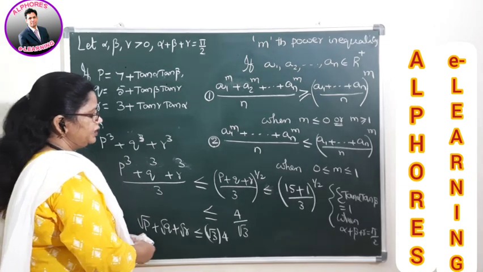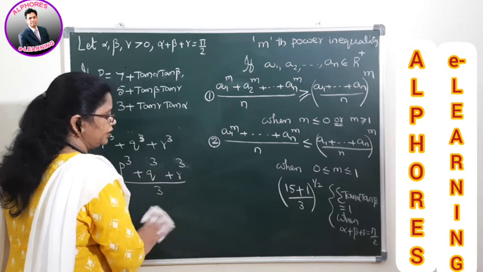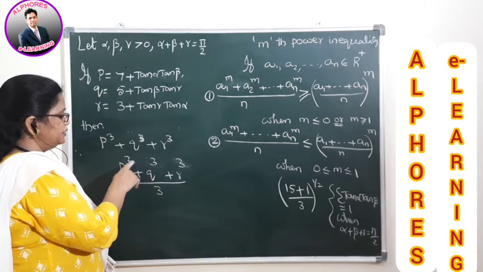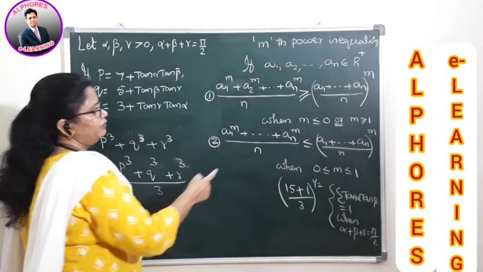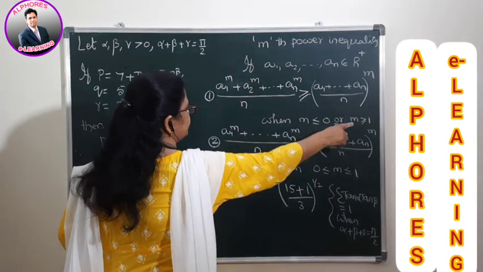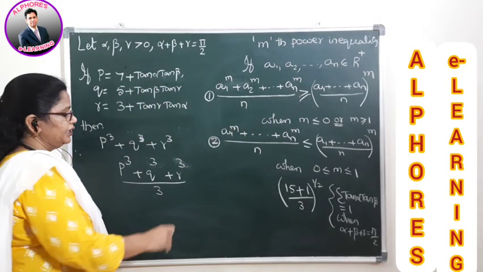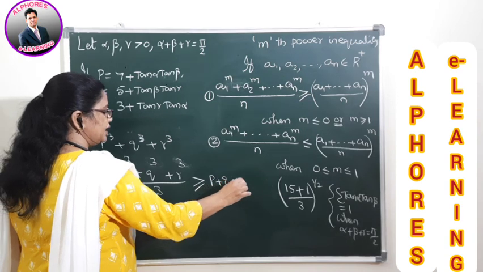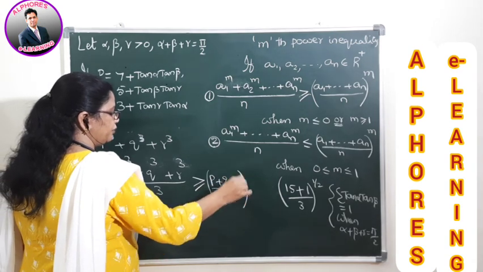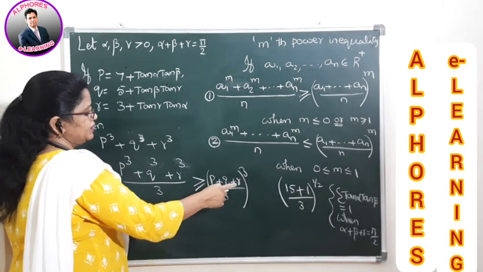Now which formula do we have to apply, students, in this one? Which formula are you going to apply? Observe, this 3 is a number which is more than 1. More than 1 means it comes under this category. Therefore here the symbol you have to use is greater than. So greater than or equal to, it is P plus Q plus R by 3 whole cube. In this way you can get it. Of course, from here onwards it is as usual.